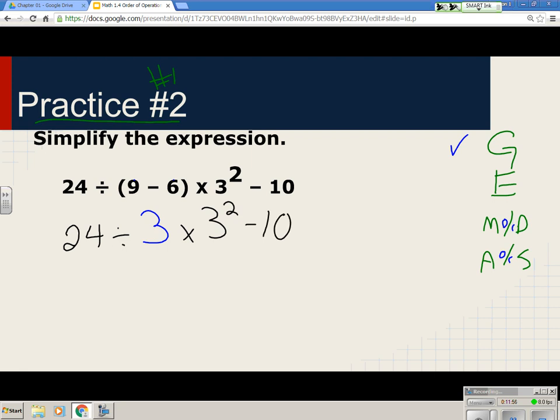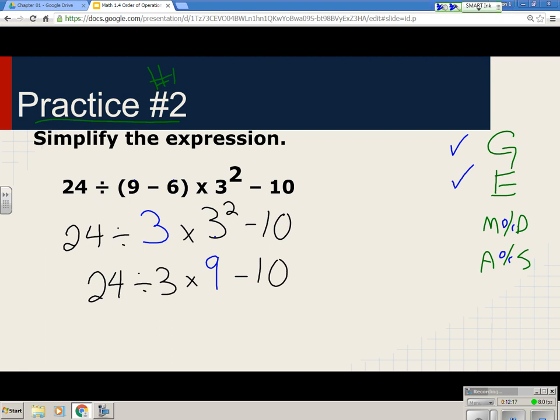And now the second step is I'm going to be looking for exponents. And I do have an exponent, it's 3 squared. 3 squared is 3 times 3, which is 9. So I put 9, and then I bring the rest of it down. 24 divided by 3, we shortened that down earlier, times 9 minus 10.